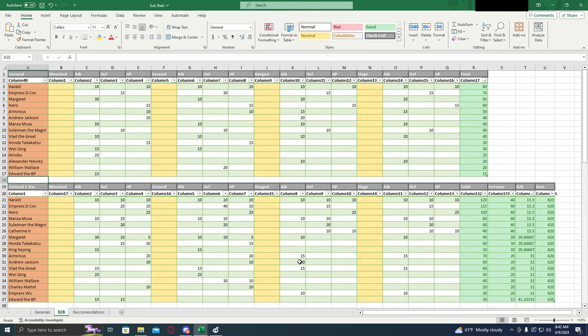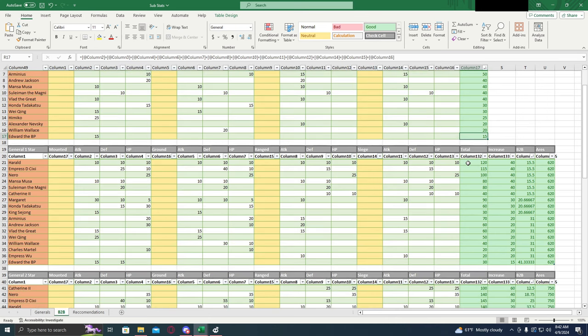Now, this tab right here, this is the B2B, which is a blood to buff tab. What I did here was I took the free generals and broke them down into it. This one right here, this is their base skill. And this is the total buff that you get from the base skill. So nothing different from the original spreadsheet.